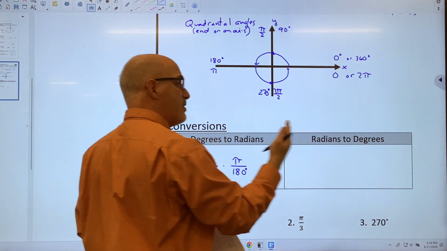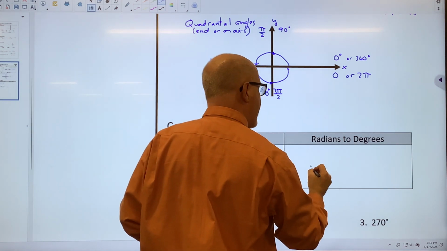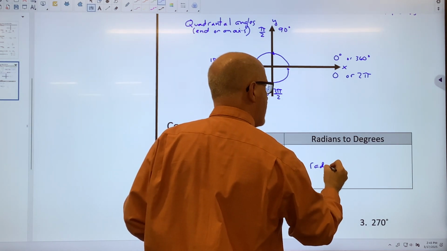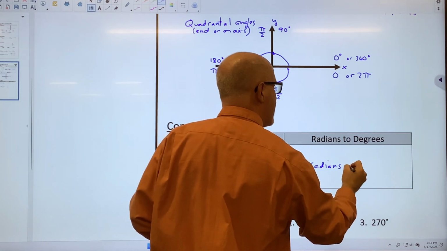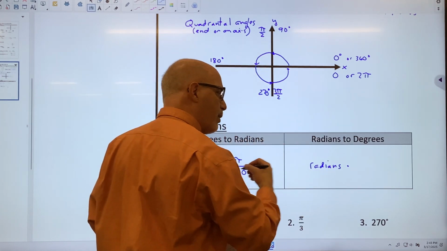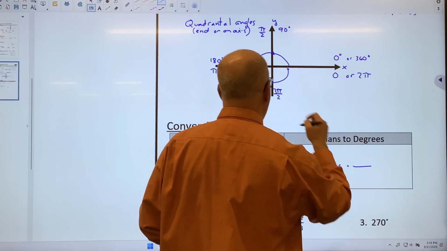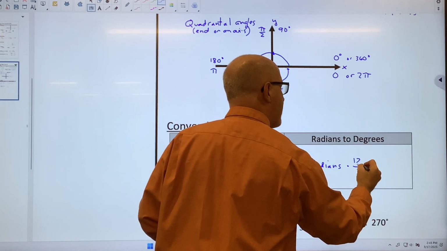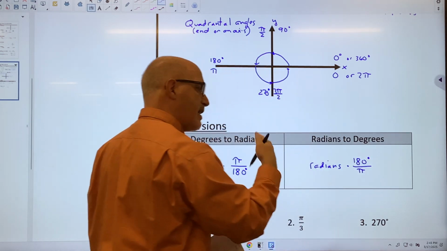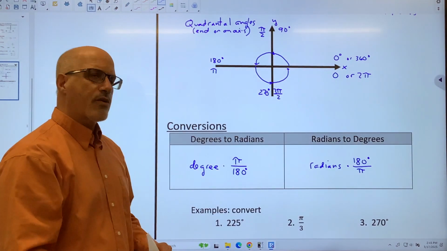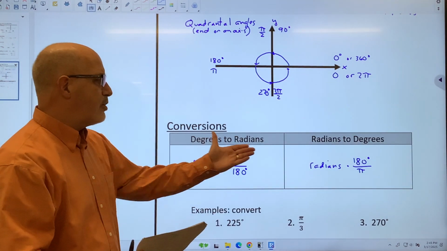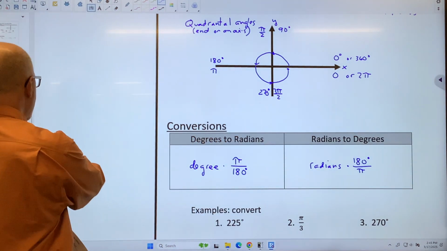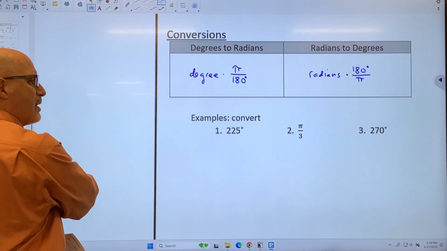Same thing with radians to degrees. If we have it in radians and you want to convert it to degrees, you multiply by, now we're going to get rid of the radians, so the pi part of it will be in the denominator, and then we'll multiply it by 180 degrees to have it convert into degrees. So these two conversion factors will help us to do problems like this.